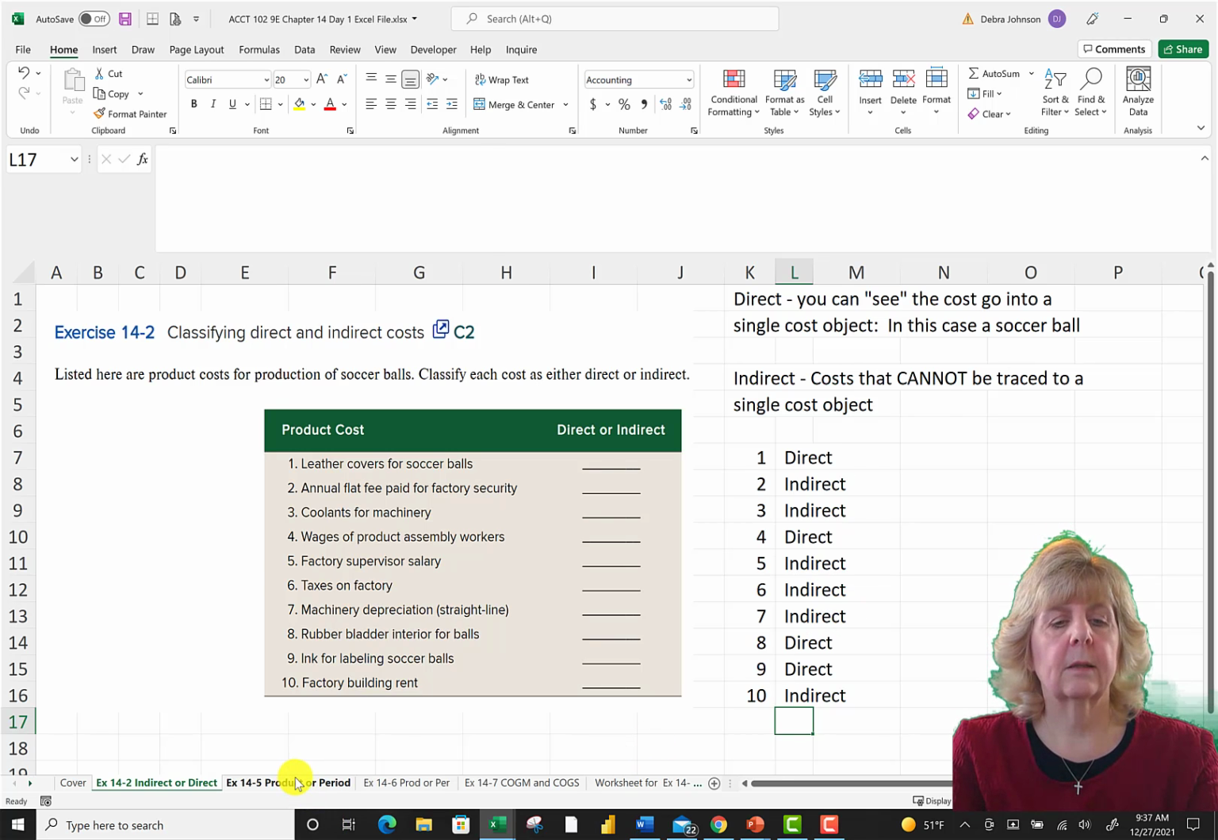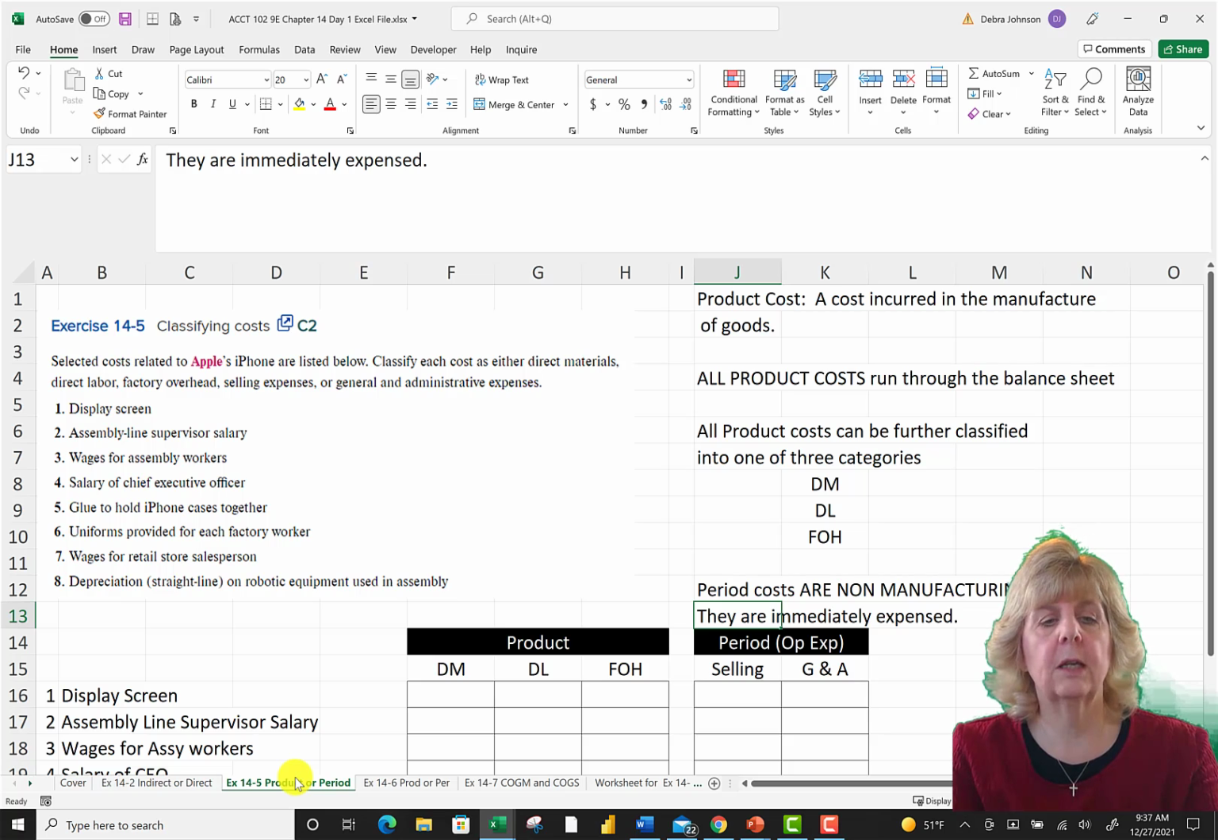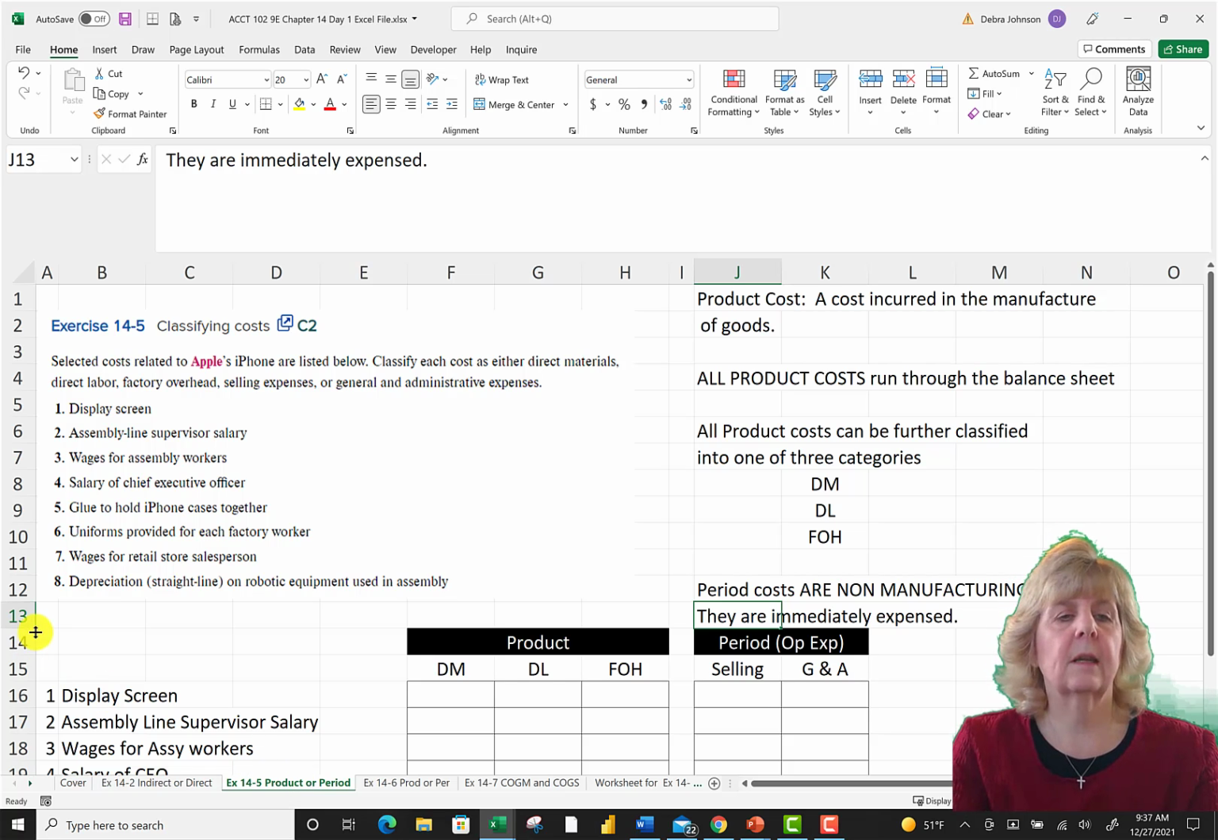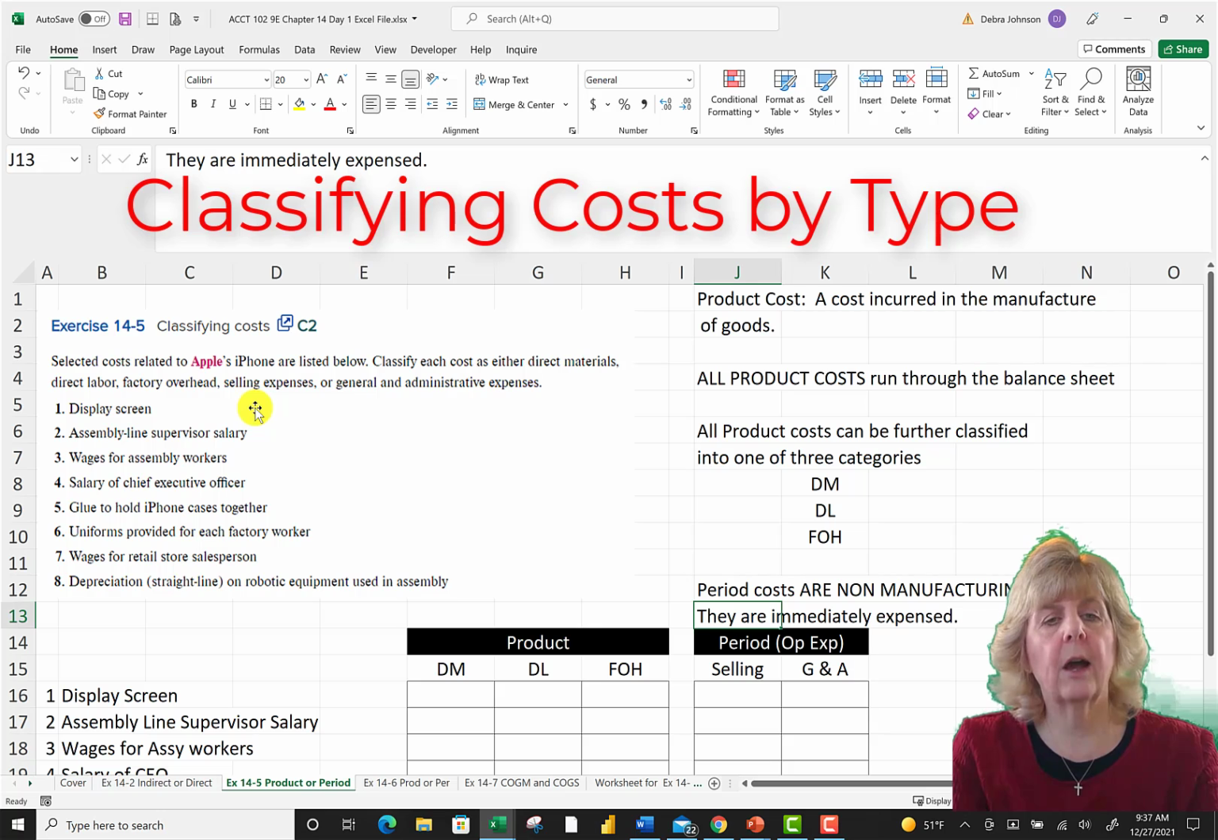All right, next, exercise 14-5. This is going to have us classify iPhone costs as one of several categories. Now, if I was the author, I would have written the directions a little bit differently.